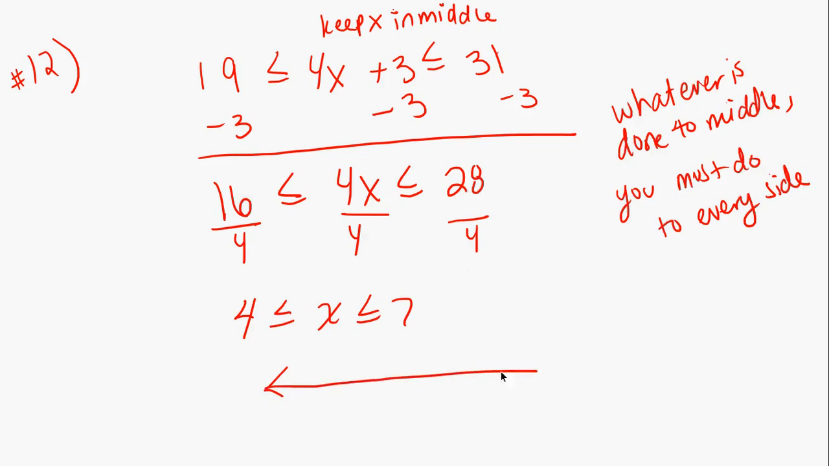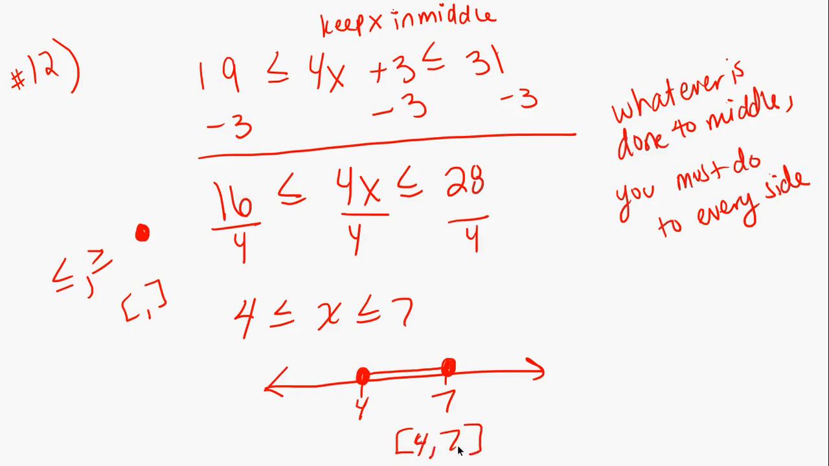So when we graph that on a number line, we've got our 4, we've got our 7. X is between these two. And because we have less than or equal to and greater than or equal to symbols, those both get a solid point. And then our interval notation gets brackets. So we have bracket 4, comma 7, close brackets.